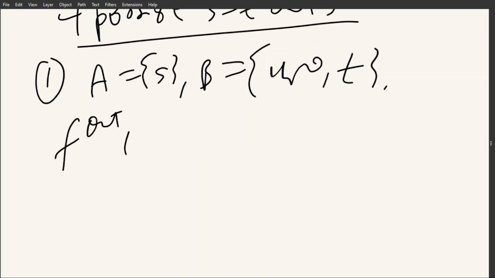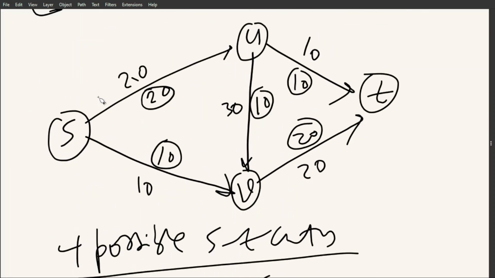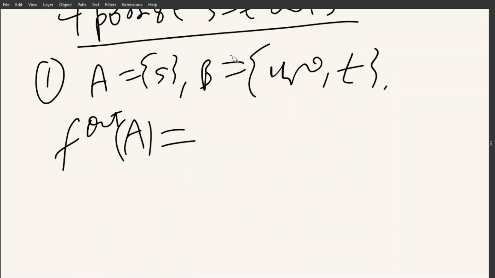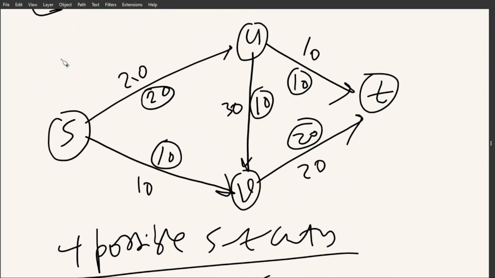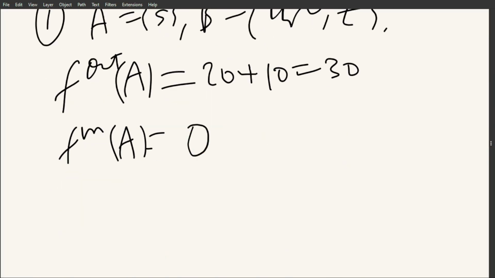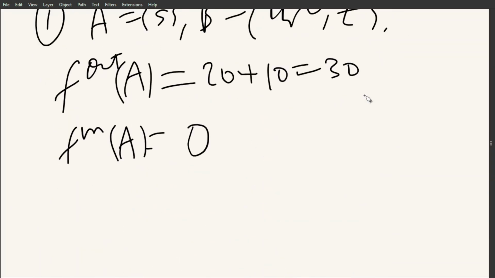f out of A is equal to, we compute flow out of this, just take this boundary, flow out is 20 plus 10, which is 30. Similarly, flow into A: again we make the boundary, there is no flow in, so it is 0. So this is the trivial, simplest case. The value of the flow is defined as flow out of s, which is 30, and here you can observe the difference is 30. In each case you will get the difference as 30.